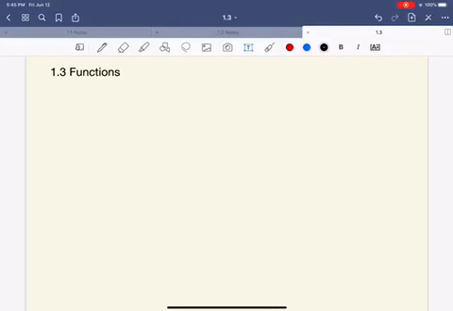All right, welcome to chapter 1, section 1.3. We're going to talk about functions. So let's start with a definition of a function.